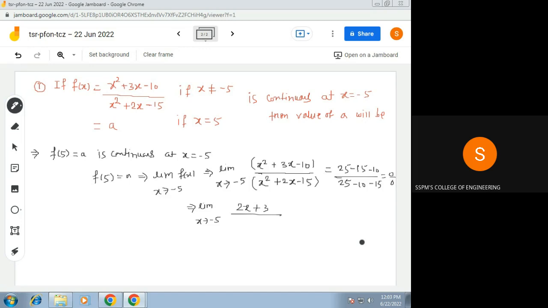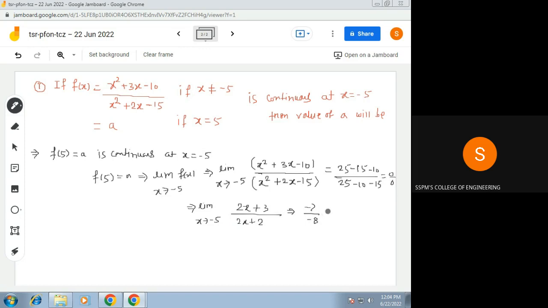So 2x plus 3 upon their derivative of denominator with respect to x is what? 2x plus 2 is there. And in this case, when you are applying the limit as x tends to minus 5, so minus 5 into 2, that is minus 10 plus 3, that is minus 7, upon here 2 into minus 5, that is minus 10 plus 2, that is minus 8.